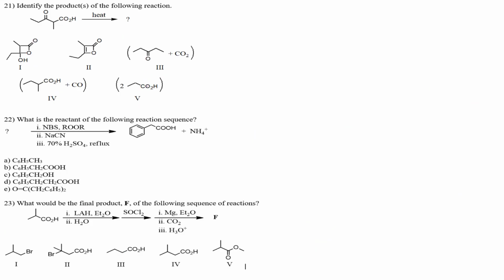Number 21. Identify the product of the following reaction. So notice that we have a carboxylic acid and a ketone, but we're subjecting it to a lot of heat. So maybe like 500 degrees Celsius, maybe even higher. What will happen here is that you will actually cut this structure and you will make a what?